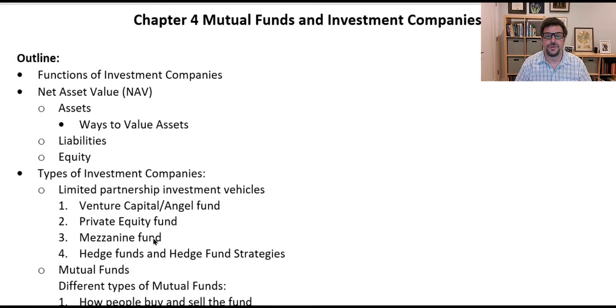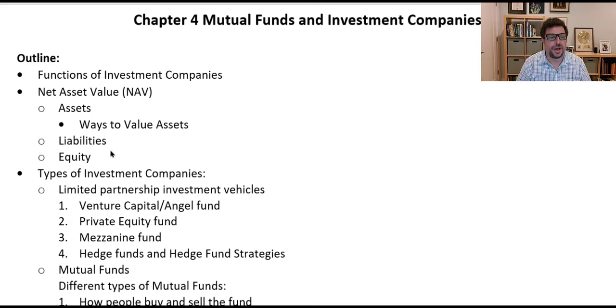So chapter 4 is mutual funds and investment companies. We've talked about different types of securities and different types of assets, stocks and bonds and money market securities and how they work. We've talked about the markets in which they trade, and now we're going to talk about very common ways in which these are combined into these investment companies, mutual funds being the most common.